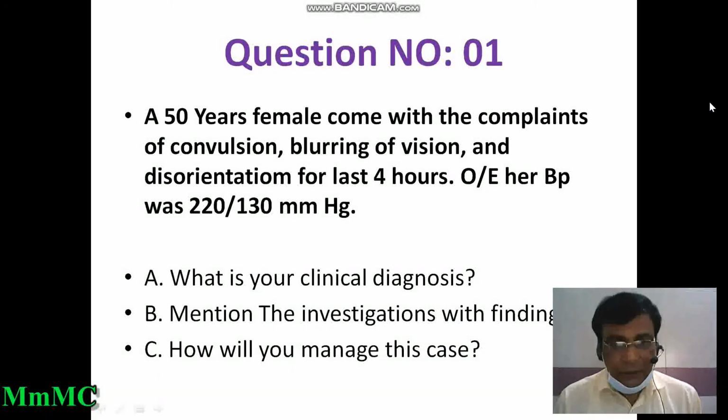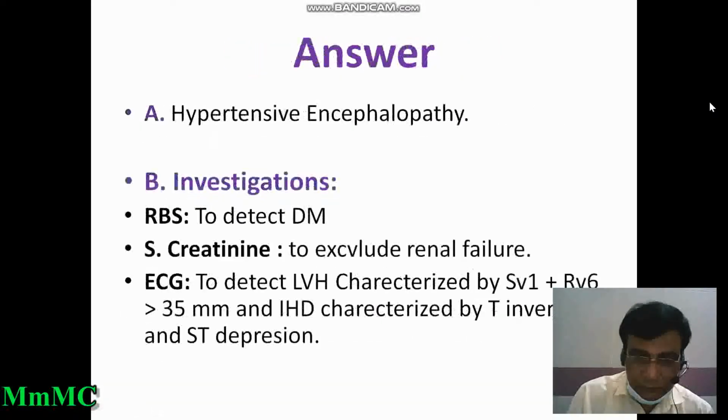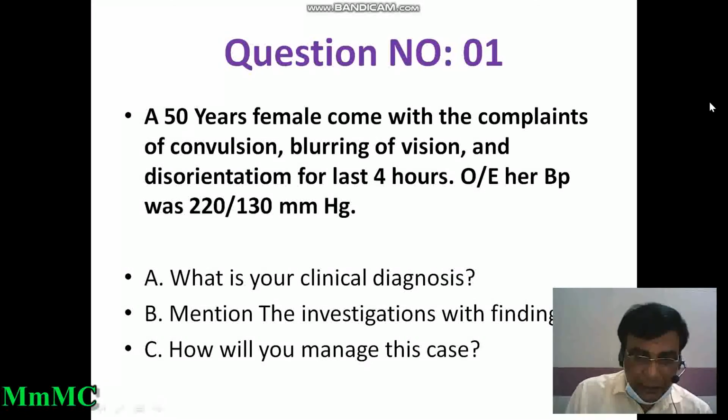First question: A 50 years female comes with the complaints of convulsion, blurring of vision and disorientation for last 4 hours. On examination, her BP was 220 by 130 millimeter of mercury. What is your clinical diagnosis? Clinical diagnosis was hypertensive encephalopathy. Next question: mention the investigations with findings of this patient.